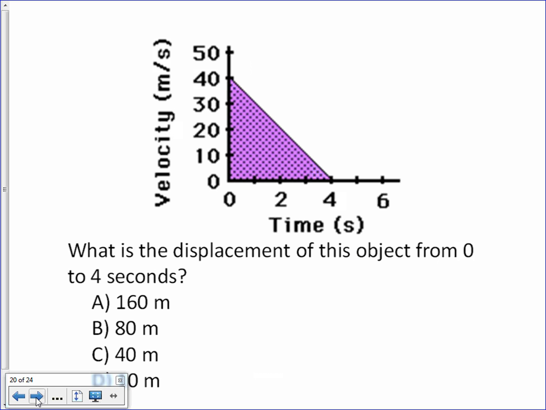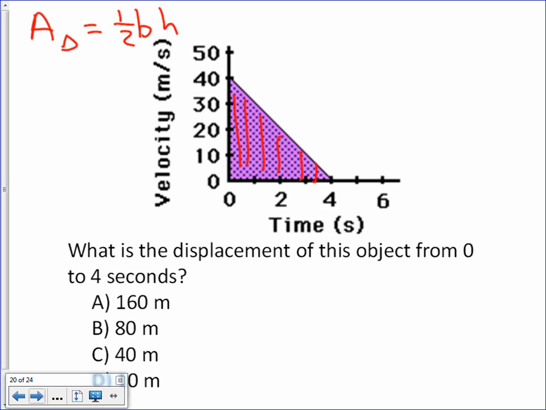So let's see, what's the displacement? Well, we basically want the area. Uh-oh, tricky, we've got a triangle. Anybody remember how to do this? Area of a triangle is half a rectangle. For a rectangle it's length times width, or for triangles, we could call it base times height. And a triangle is basically half a rectangle.